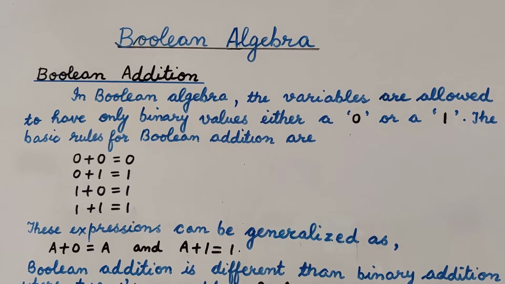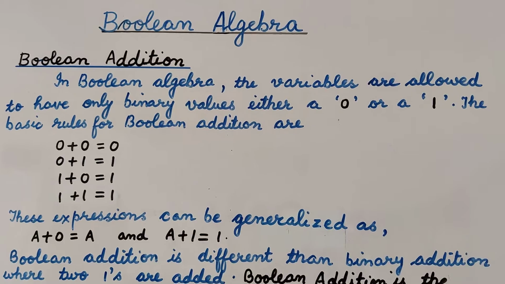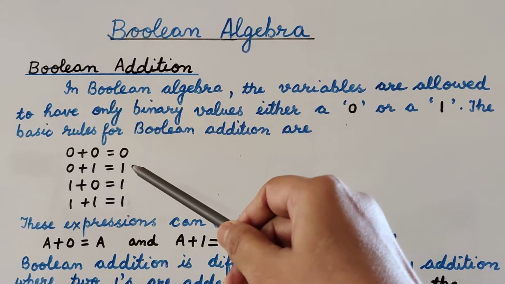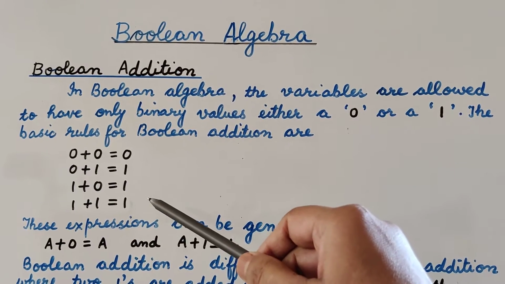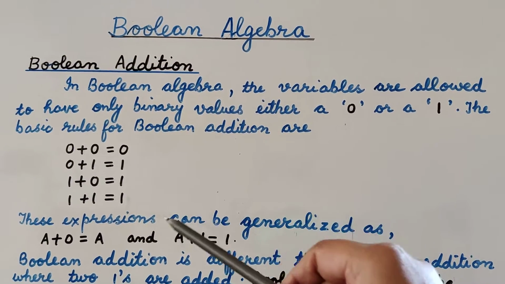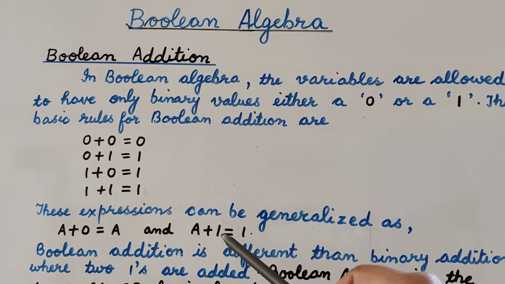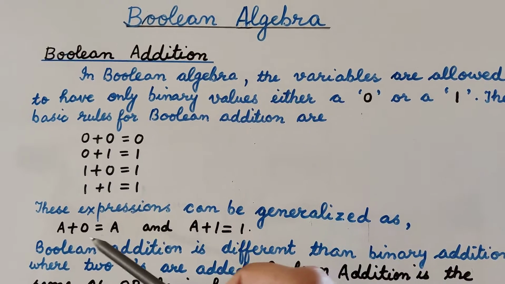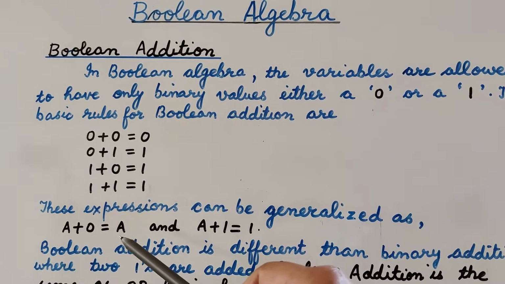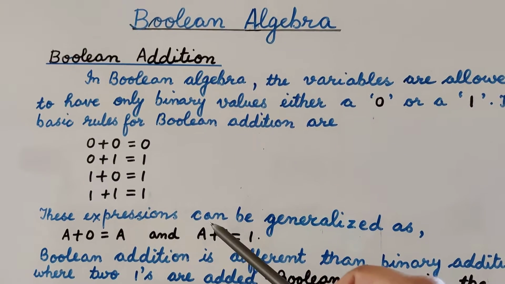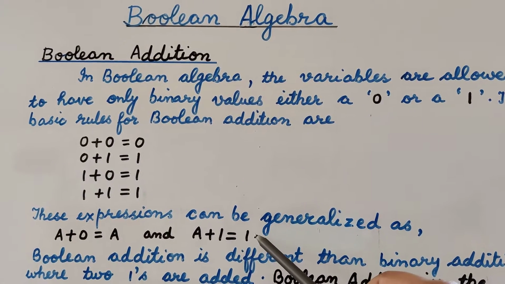The basic rules for Boolean addition are 0 plus 0 will be equal to 0. Then 0 plus 1 will be equal to 1. 1 plus 0 is 1 and 1 plus 1 is 1. All these expressions can be written in general form as a plus 0 is equal to a and a plus 1 is equal to 1. That is, whenever any variable is added to 0, then the answer will be equal to the value of that variable, and if 1 is added to any variable, then the answer will always be equal to 1.